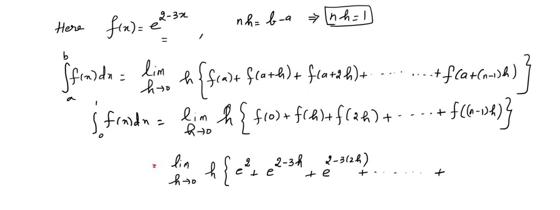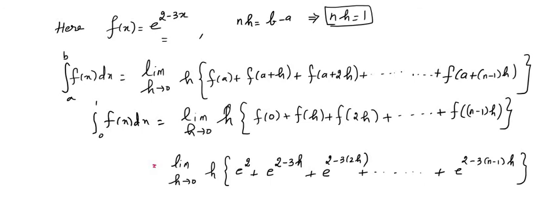And the last term will be e power 2 minus 3 into n minus 1 h. Since it's a simple problem, I did not find f of 0, f of h, f of 2h and all separately. Directly I have substituted, as it is a simple function. This is understood, therefore I wrote directly.